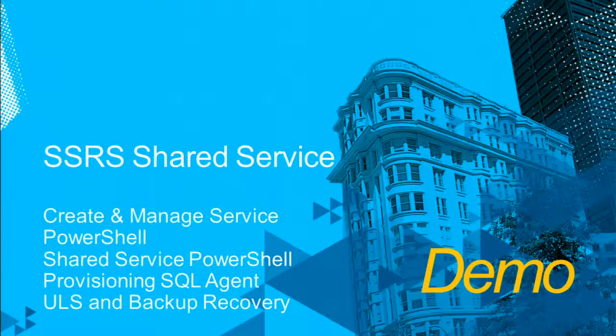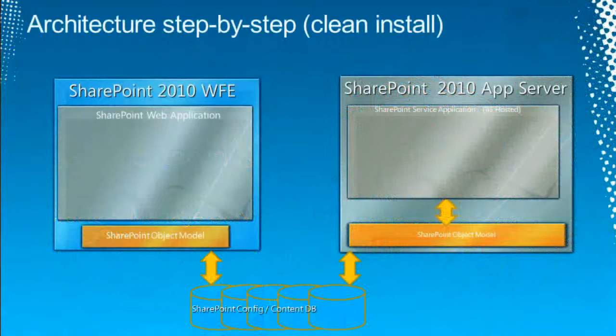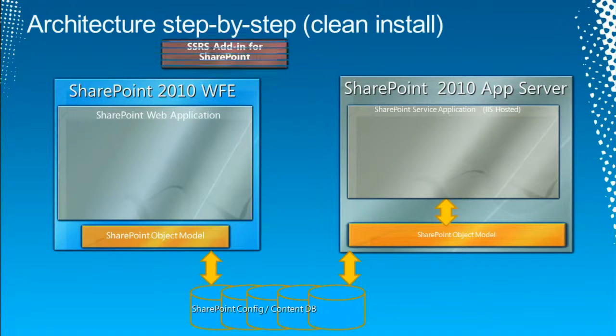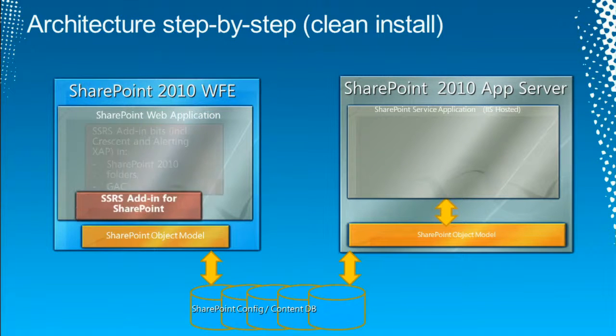So we looked at some of the service application functionalities. Now let's drill down a little bit into how we actually achieve these and how you deploy these. So I'll go through a clean install scenario and go through how you would actually install this in the web front end. We have a Reporting Services add-in that you would install in the web front end, which puts all the bits in the right places. It includes Crescent and alerting.